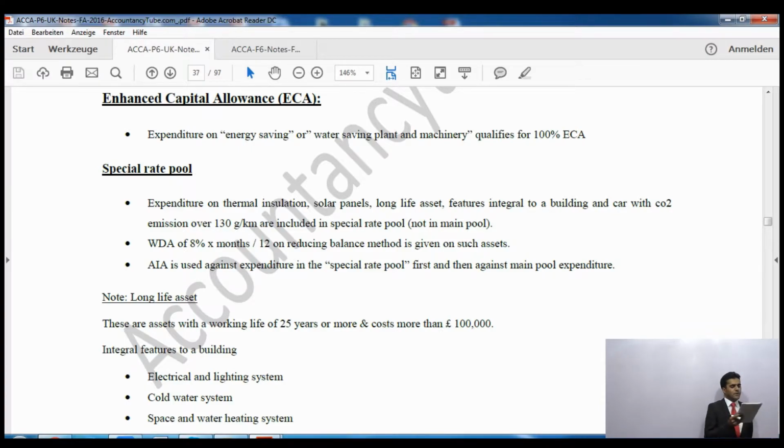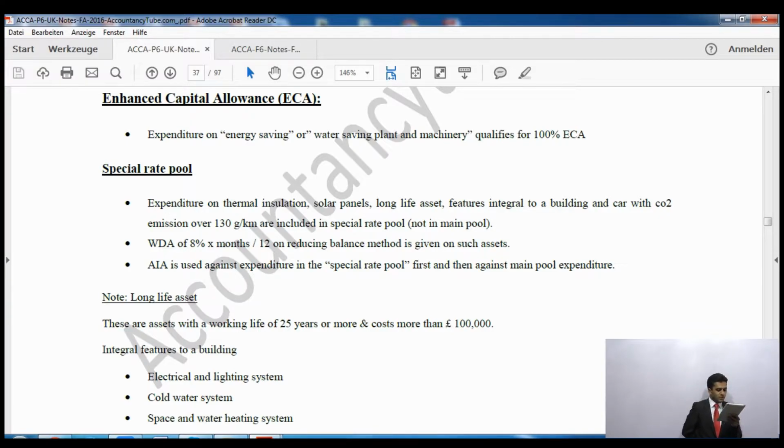Right, now next one is a special rate pool. Now we will make a separate column for the special rate pool as well. Now in the special rate pool, there is a different rate. For our current tax year, it is 8%. So whatever the value of the asset is, it is 8%. Now on what assets can we claim the special rate? Which assets can we put in the special rate pool and claim capital allowance at the rate of 8%? Now there is a list.